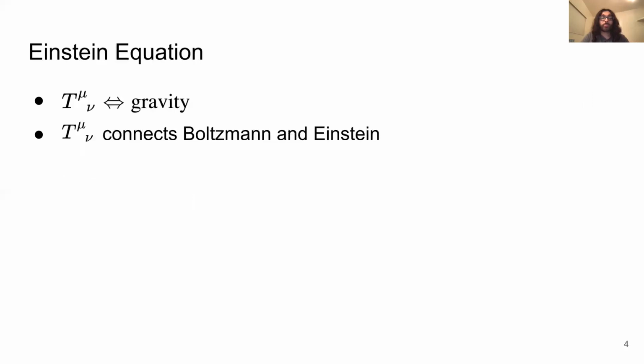So the second equation that we need is the Einstein equation. And this connects all of the stuff in the universe in the form of the stress energy tensor to gravity. And the stress energy tensor is what connects the Boltzmann and Einstein equations.